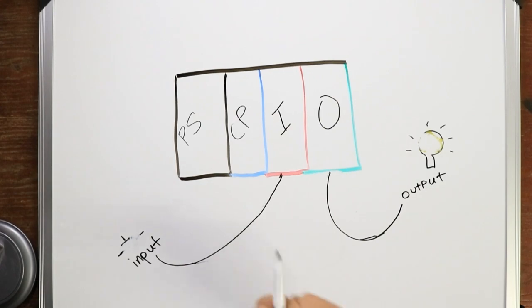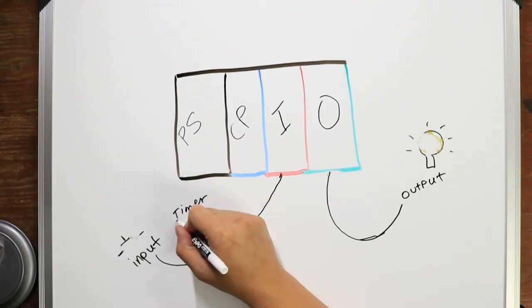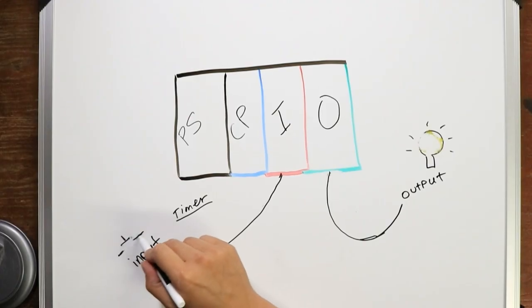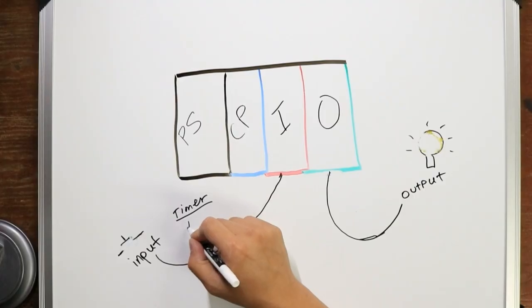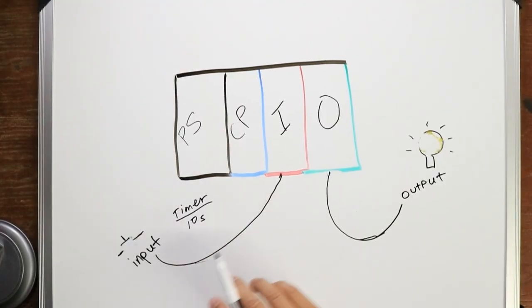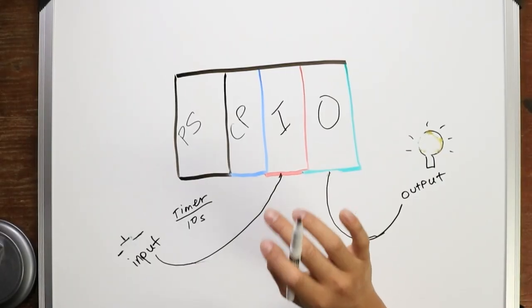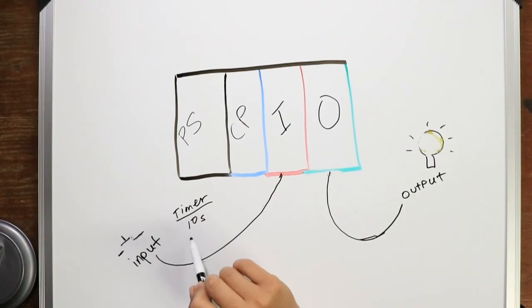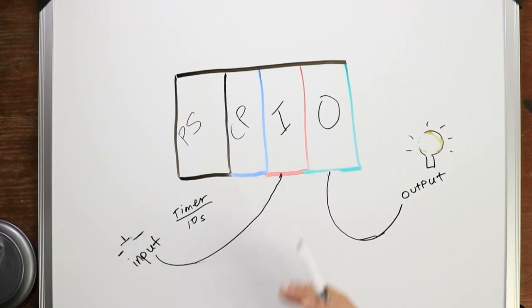You could even add a timer to this input. Let's say you want to turn it on, but you don't want to turn on the light until 10 seconds later. And you could do this all in the program. When you're programming the PLC, you could create this program to say, hey, when I turn this on, I want you to wait 10 seconds and then turn on the light. And that's the beauty of the PLC.